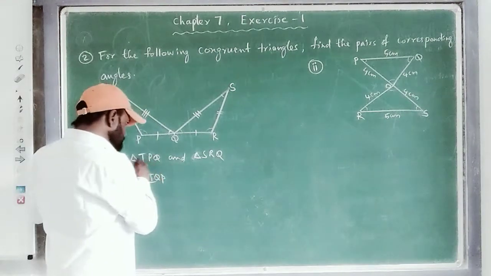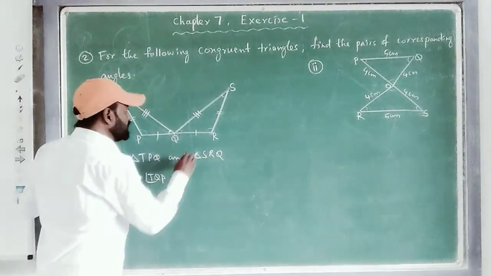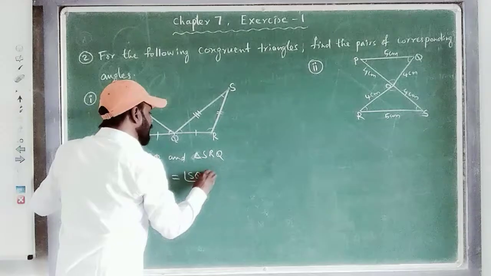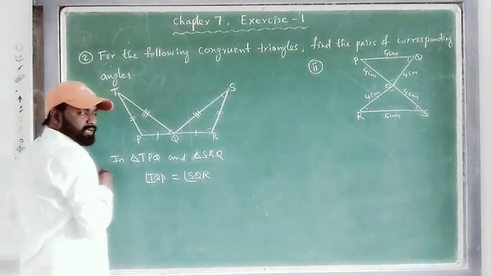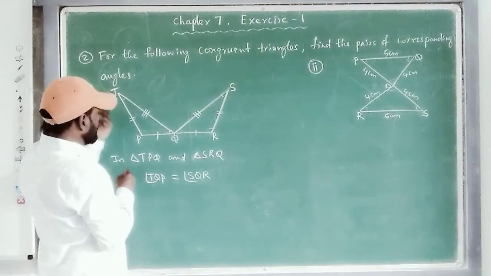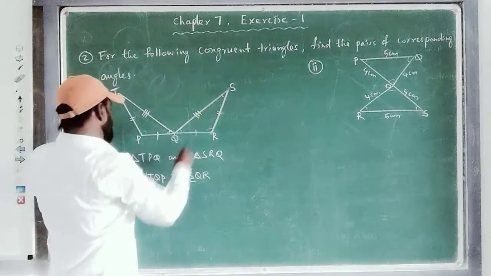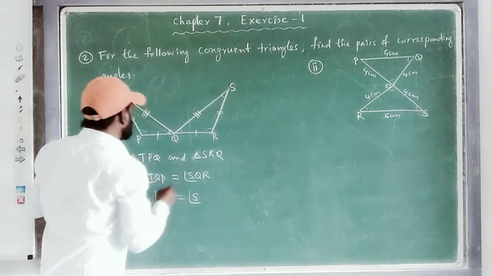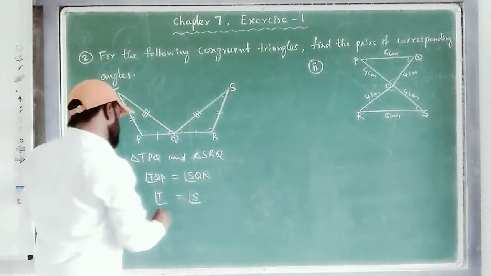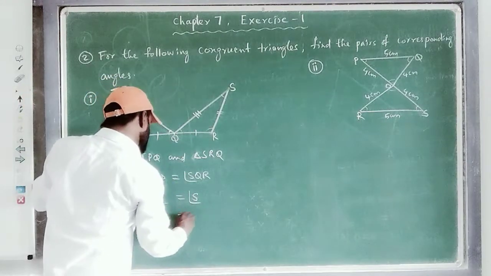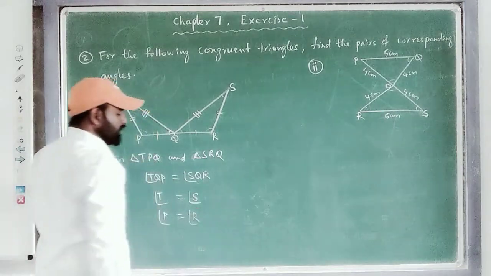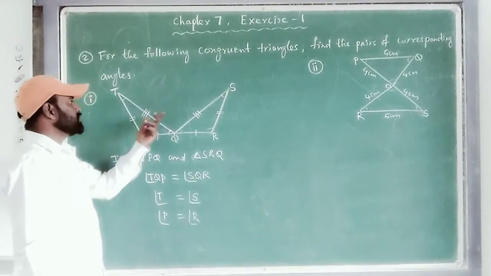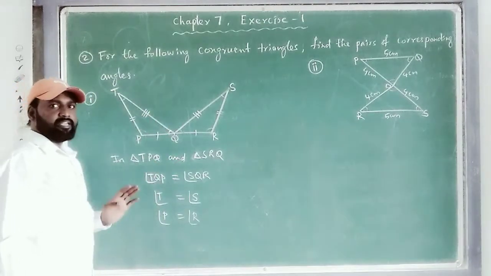In triangle TPQ, angle TQP is equal to angle SQR. So these two angles are equal. After that, angle T is equal to angle S. Next, angle P is equal to angle R. So these are the corresponding angles in both the triangles. Since they are congruent, they are equal.